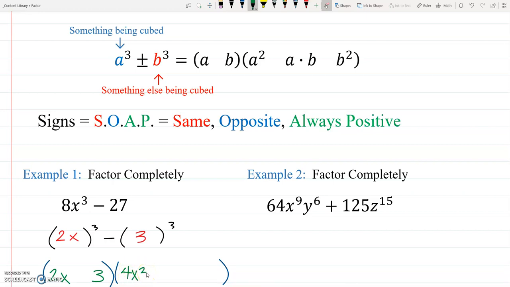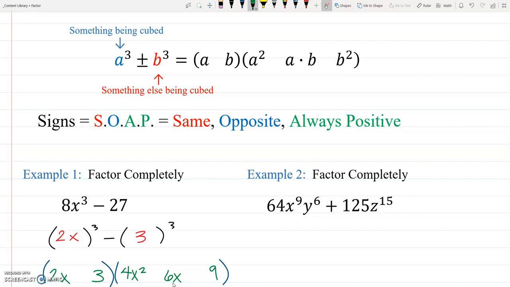I'm going to skip right to the back. The back is b squared. B squared is whatever was being cubed, so that's 3, and if I square that, I get 9. The middle term, it shows you up here in the formula, I find by just doing a times b. So 2x times 3 is 6x. I filled in all my stuff.